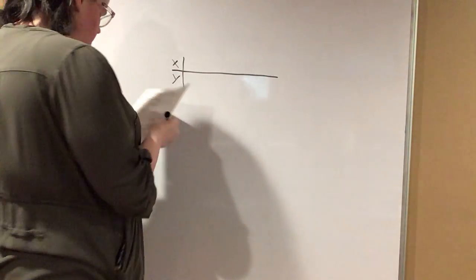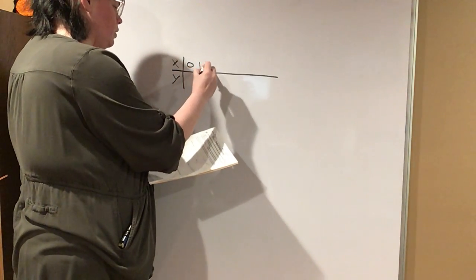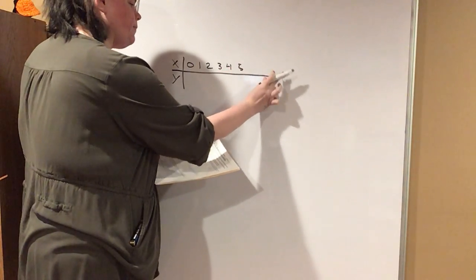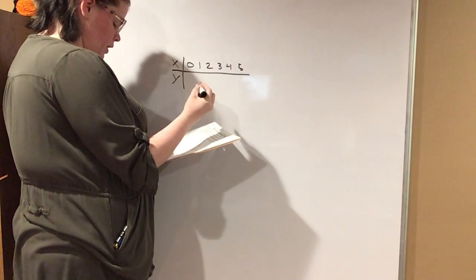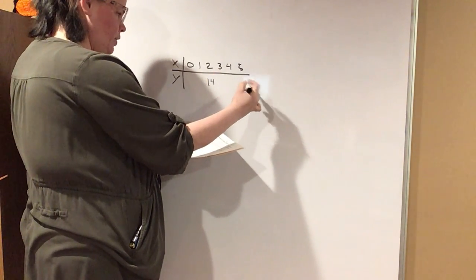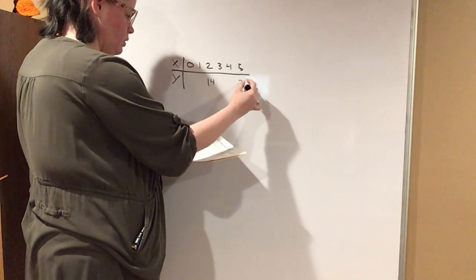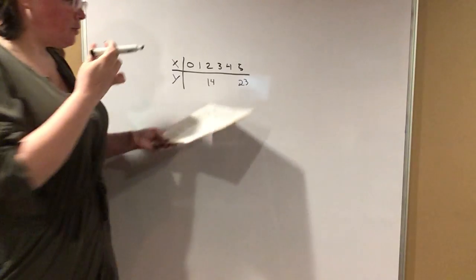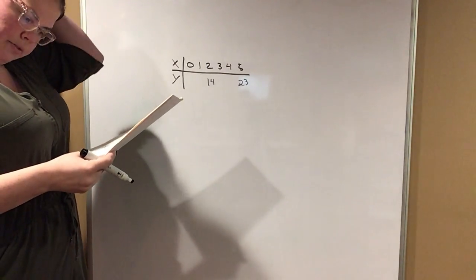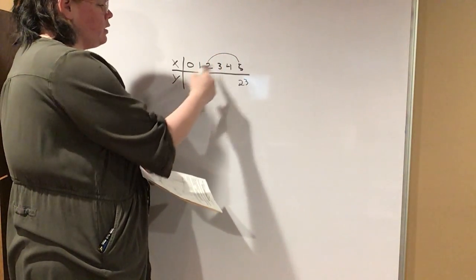Okay? So I'm going to write a 0, 1, 2, 3, 4, 5. And we know that at 2 weeks, it was 14 inches tall. And at 5 weeks, it was 23 inches tall. Right? So we know that much. So now what I do is I'm like, well, from here to here, that's 3 spots.